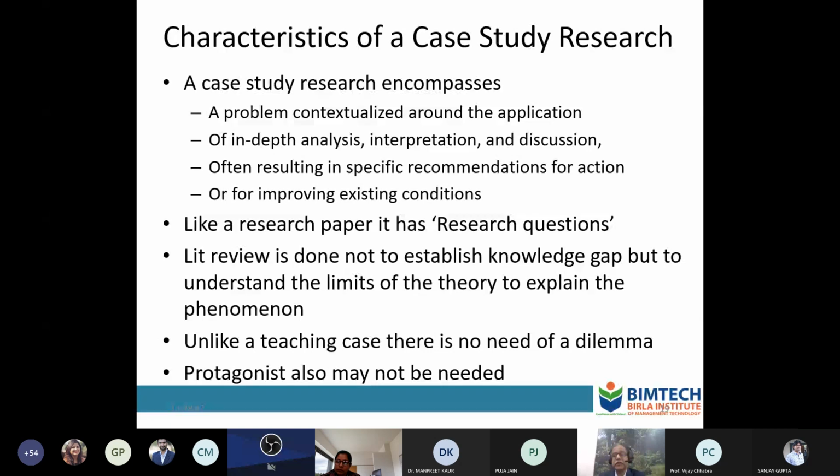For that, you have to formulate a research question, not a dilemma. Research cases do not have a dilemma. In a teaching case, there will be a dilemma. The dilemma was how it will affect the financial ratios or something like that. So you have to formulate a fresh research question.